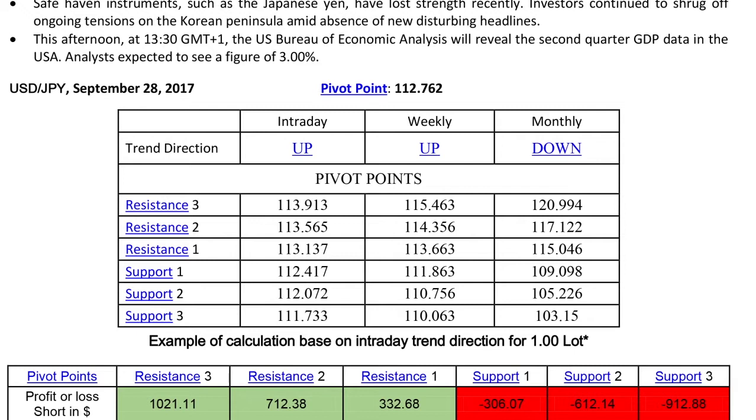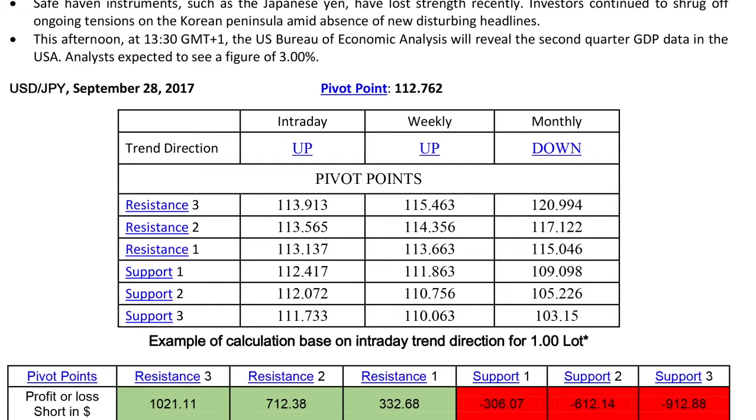When we look at this table, we can see that the pivot point is 112.762. This should be our entry point. As we expect that the price will go up, our take profit should be at the resistance lines and stop loss at support lines, as suggested in the table.